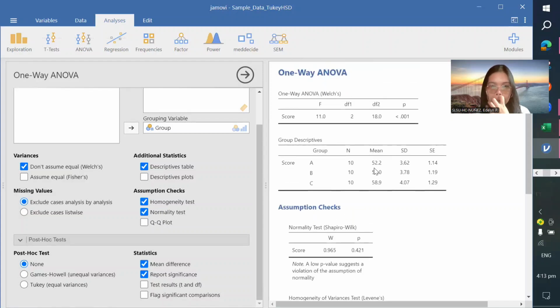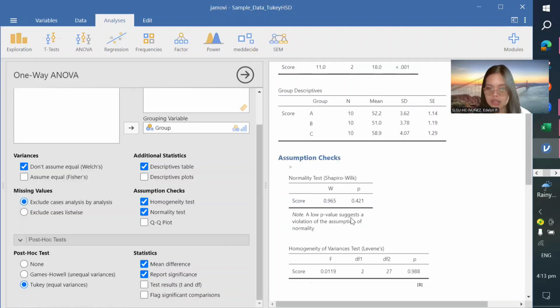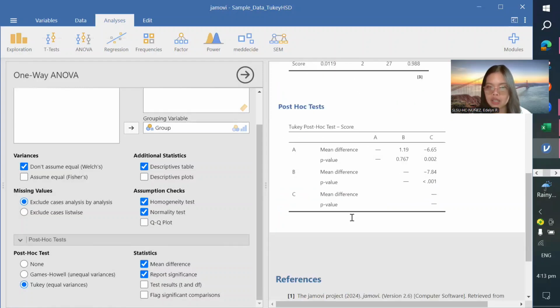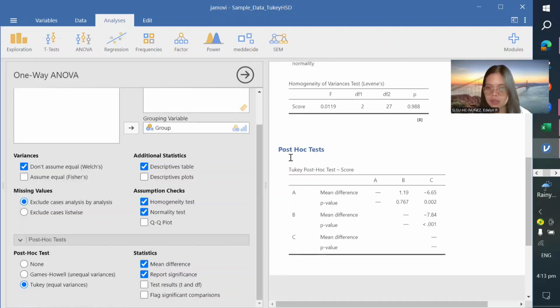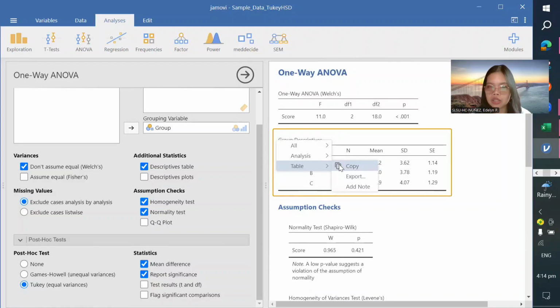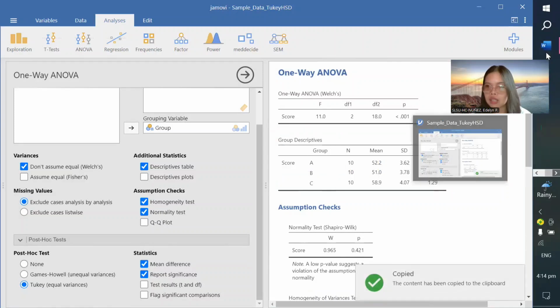So what are we going to do? We will now run the Tukey HSD here. We have to click the Tukey, HSD for equal variances. Now it will give us the post hoc analysis. This one is the post hoc analysis of the scores. So we will copy this one first, copy it in the statistical output.